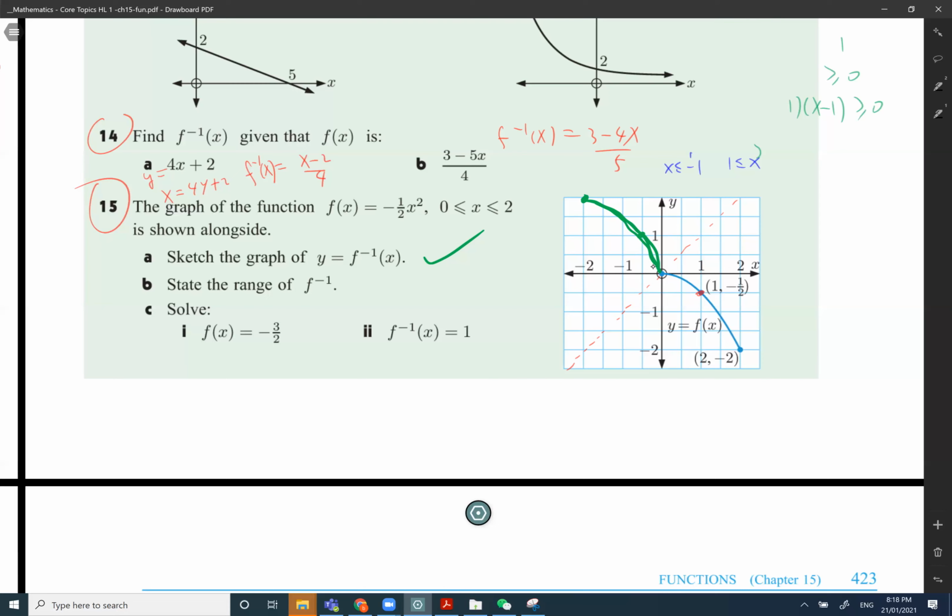The range from the graph is easy. y just between 2 and 0.